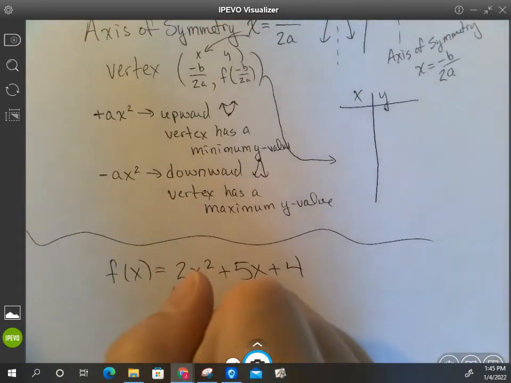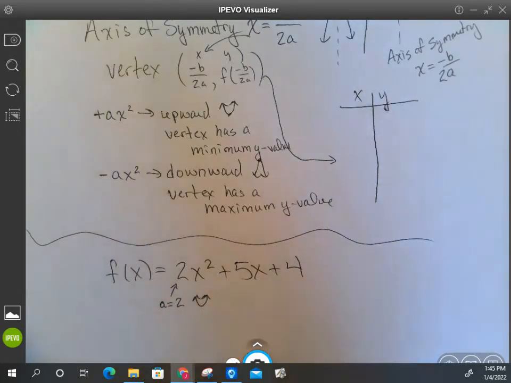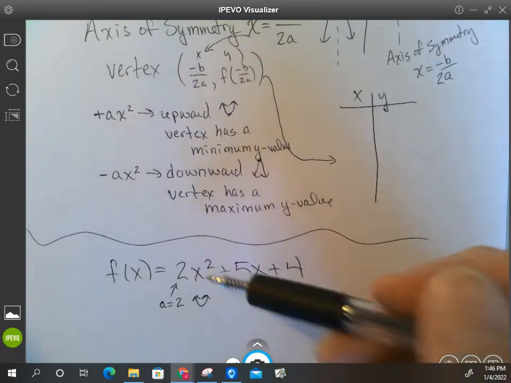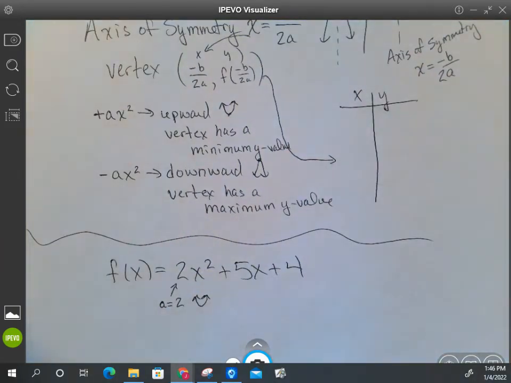Okay, it's going to be upward because a is a positive 2, so it's going to look like this. Knowing that it's upward, what else can you tell me? Yeah. It is going to be more narrow. We're going to talk about that more when we talk about vertex form, because that 2 is multiplying whatever you squared, so it's going to be a vertical stretch, so it's going to look a little skinnier.